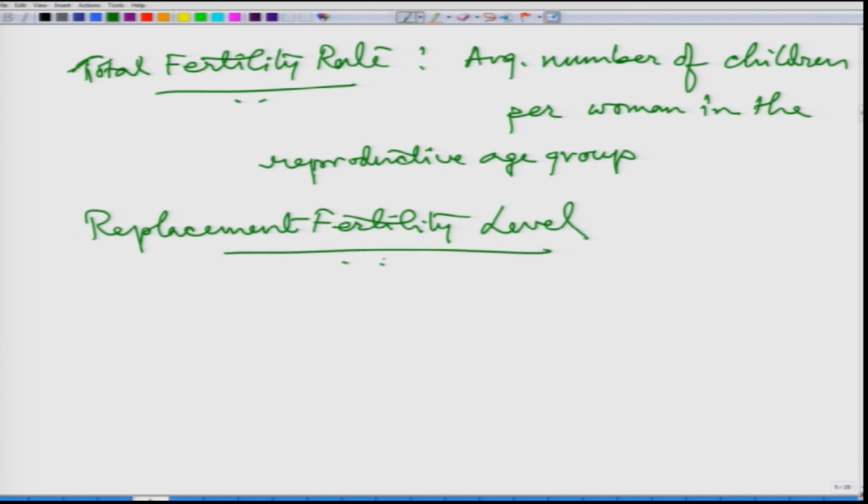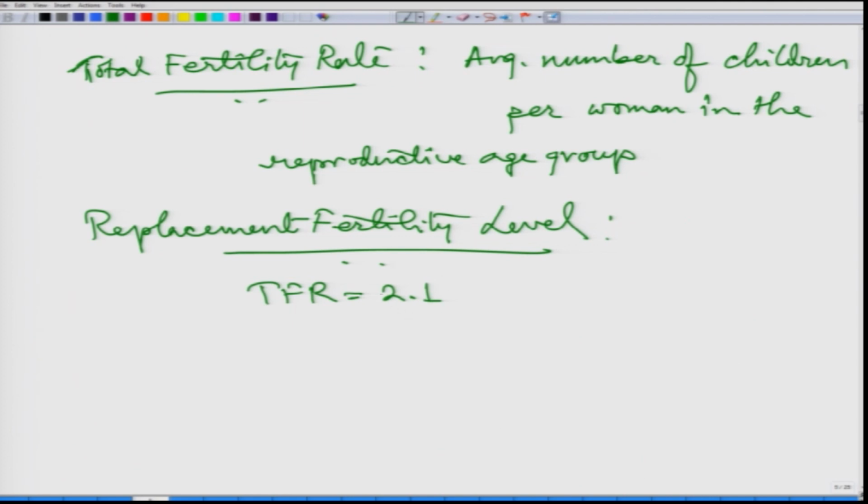That is when one couple has two children, and those two children are replacing their parents, and this replacement fertility level is known as when the total fertility rate is 2.1. Why 2.1? Why not exactly 2? This 0.1 is basically because not everybody marries, or not everybody can have a child, or sometimes the children are dying, so all these things. So this 0.1 is that extra.